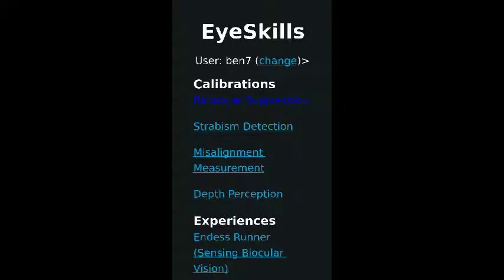So we've looked at binocular suppression, we've looked at strabismus detection, and now we're interested in finding out to what degree the two eyes are misaligned. So remember, at this point, we know the person can use both eyes, and we know which eye is strabismic, which eye falls to the side. So let's have a look inside misalignment measurement.